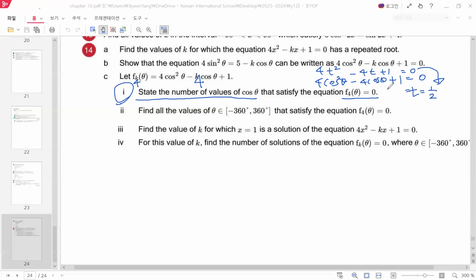And since t is the substitution of cosine theta, you can write down cosine theta as 1 over 2. So the number of values, how many values of cosine theta satisfy this equation, students? Number of cosine theta, how many values?